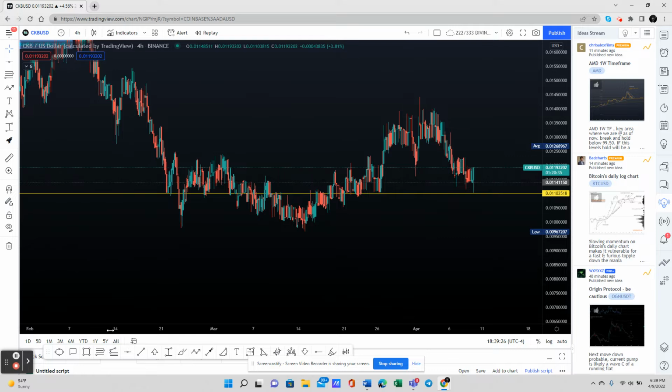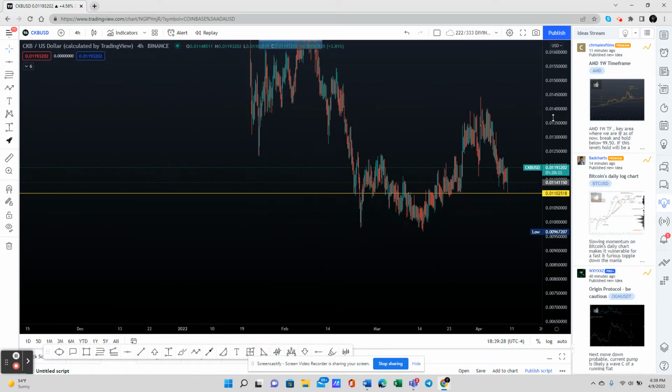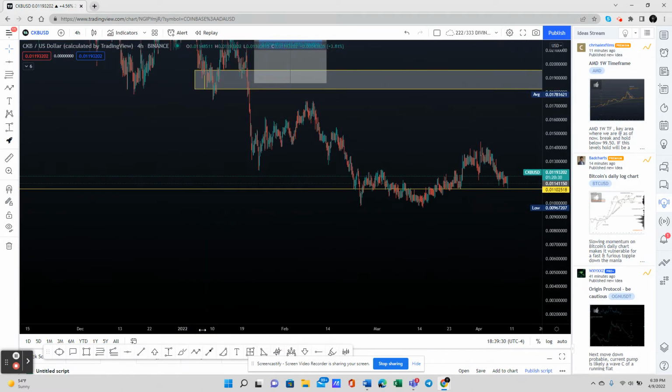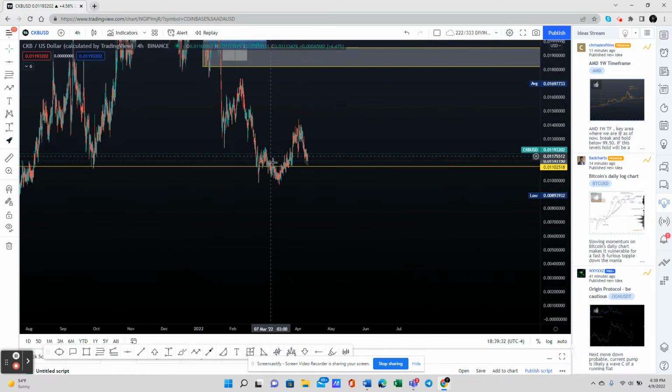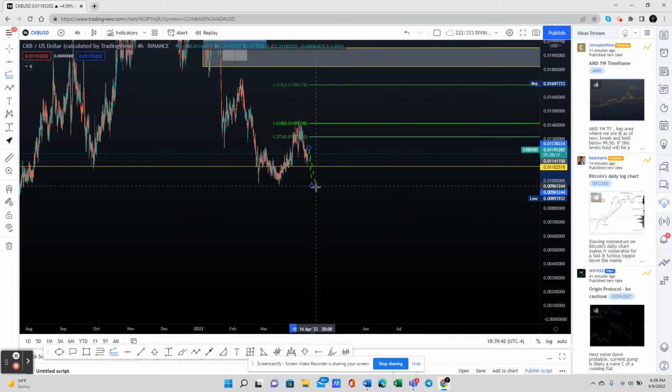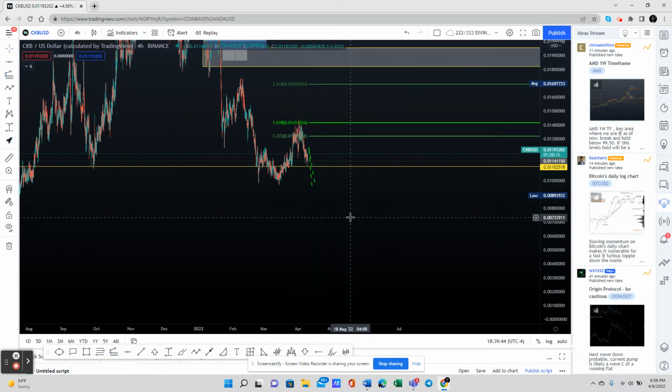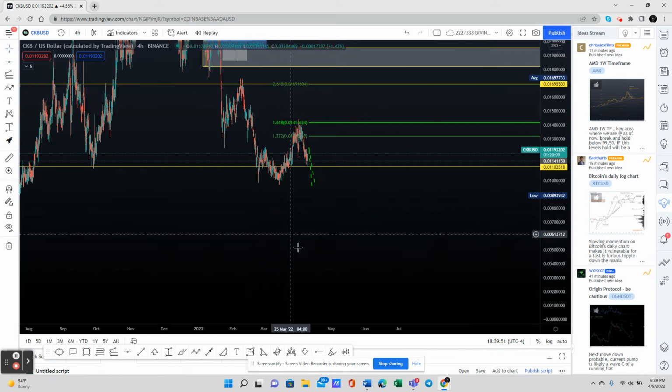So we can see, and it looks like a potential cup and handle type formation. So if anything, this is where we possibly could get back in. Let's do this. Yeah. So we're looking at maybe price could possibly get here.